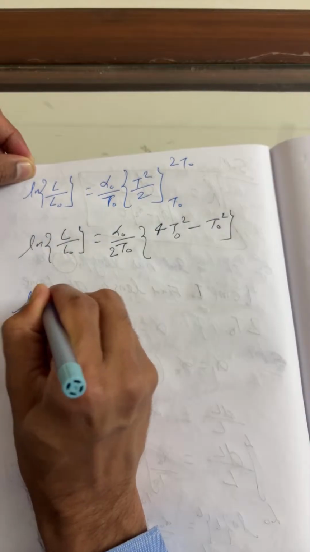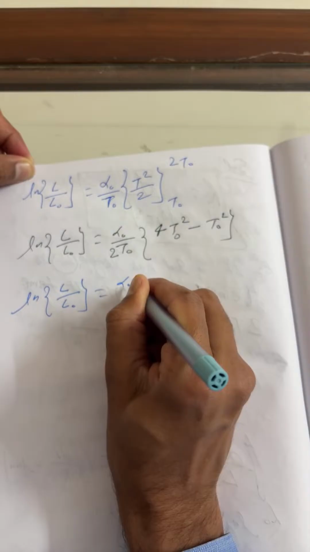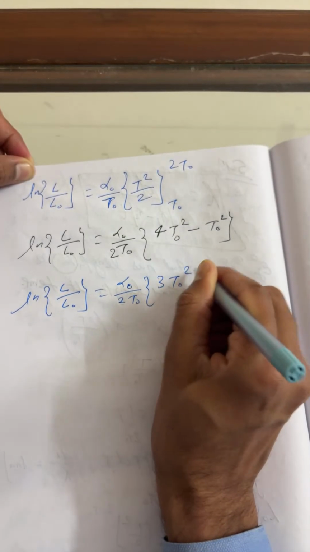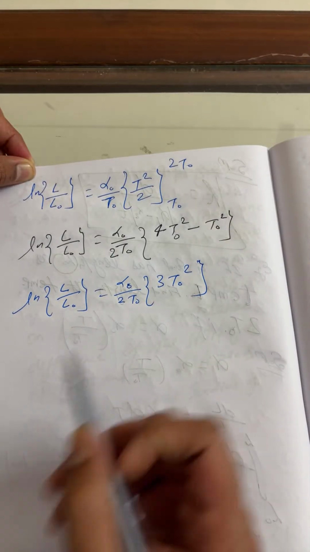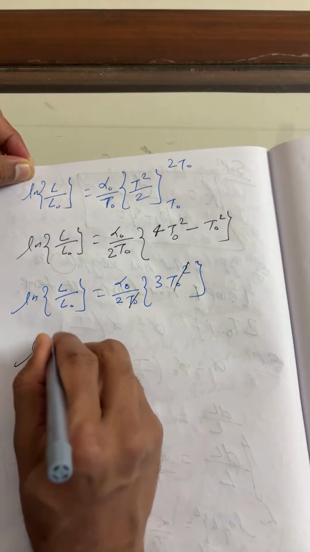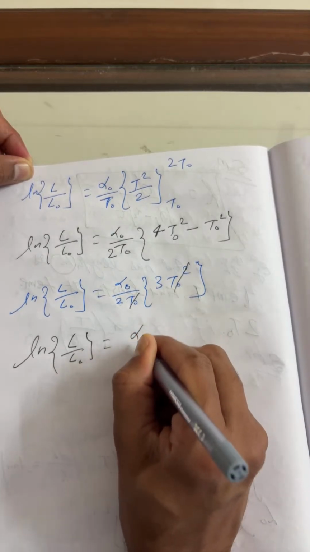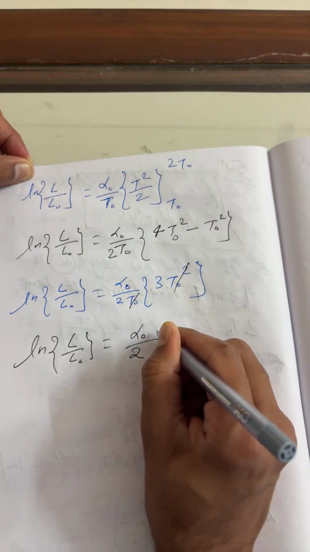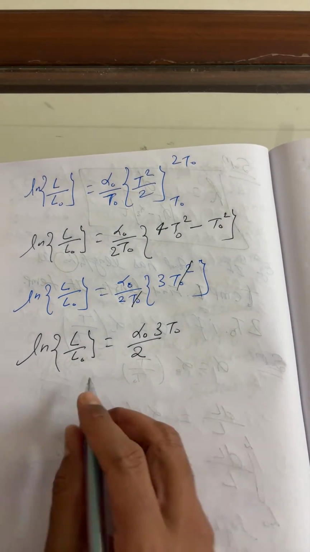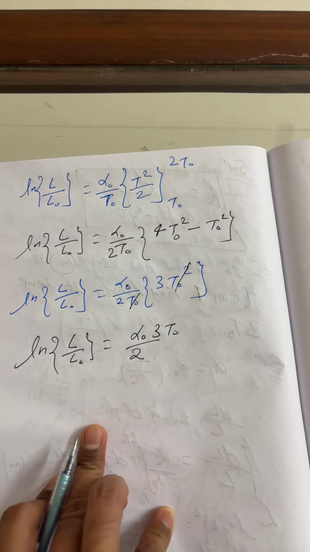So you can say this is ln of L upon L naught, alpha naught upon 2, T naught, this is 3 T naught square. So this T naught is finished. So we can write ln L upon L naught, which is alpha naught into 3 T naught. Now, the answer is not mentioned in this form. So what can you say?